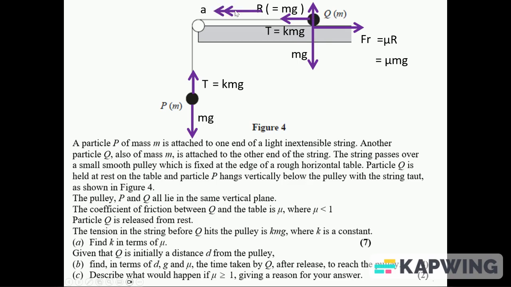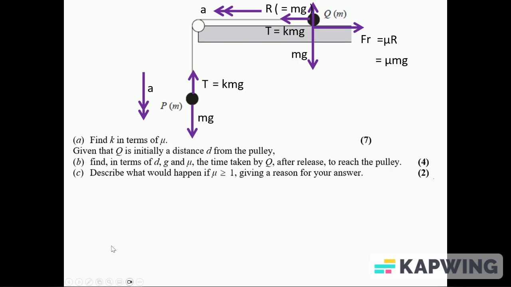And it says Q accelerates this way and P accelerates straight down, and they're going to be the same acceleration because the string's inextensible. We're going to find k in terms of mu. So looking at the forces acting on P, equation of motion, mg is acting in the positive direction, the direction of the acceleration. So mg minus that T, or minus kmg, is equal to m times a.